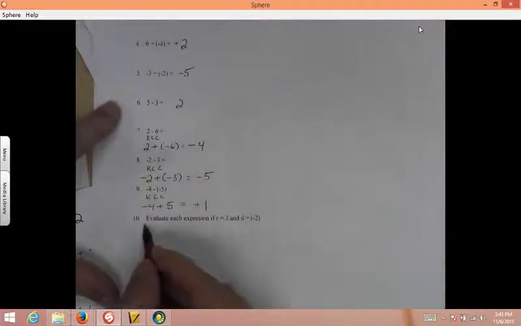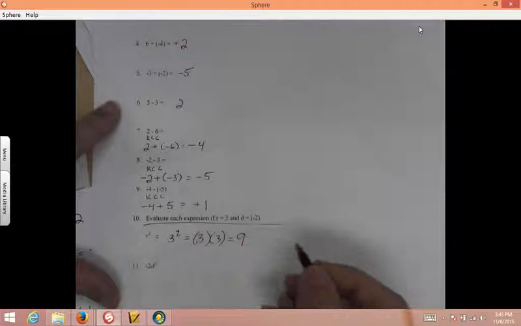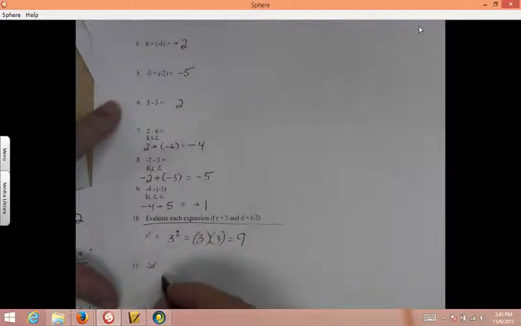Now, for the next one, the instructions were, evaluate each expression if r equals 3 and d equals -2. So I've got r squared here. Well, r squared, r equals 3, so that's going to be 3 squared, which equals 3 times 3, and that equals 9.